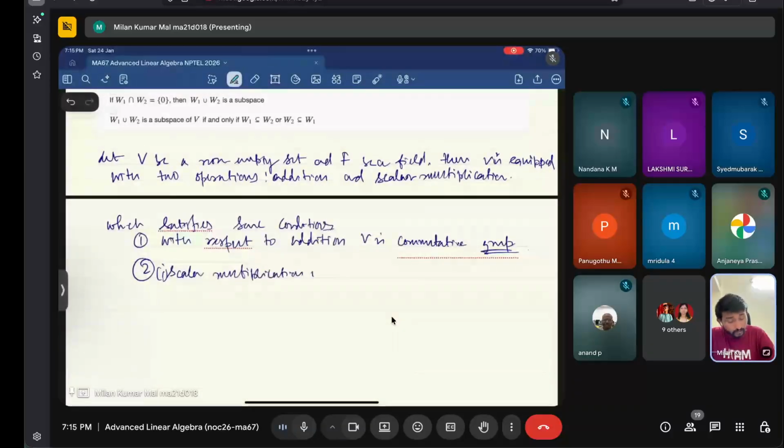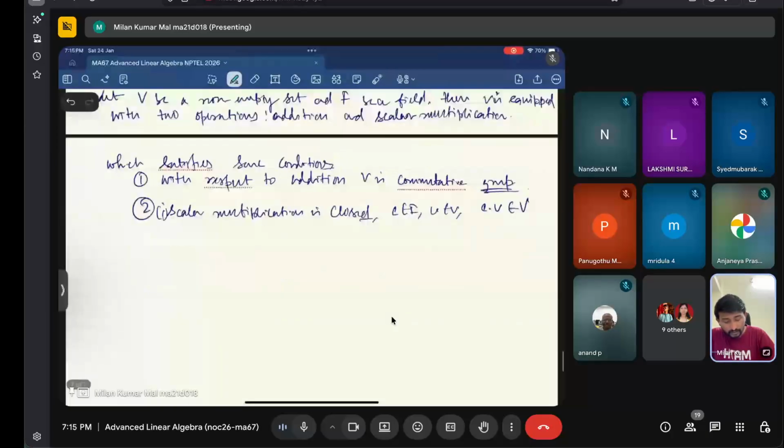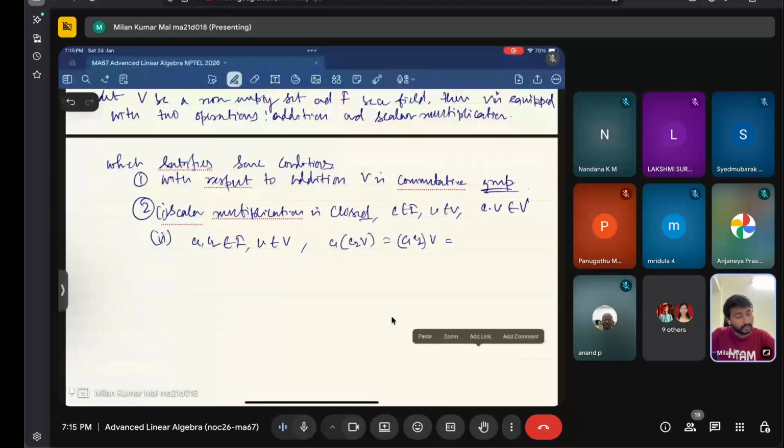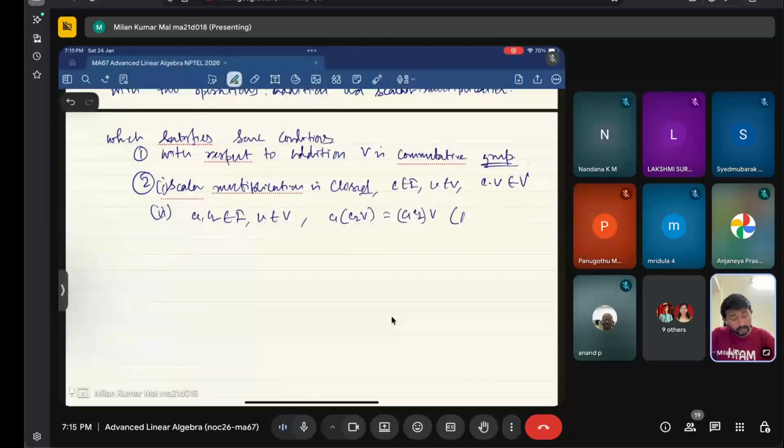Multiplication is closed. Closed means, as I have said, c is coming from F, v is coming from V, c dot v has to be an element of V. Second is associativity: c1, c2 are two entries from the field, and v is an element of V. Then c1 dot (c2 v) is equal to (c1 c2) v. This is what associativity means, and you can interchange c1, c2 because the field is commutative. So this is called associativity.